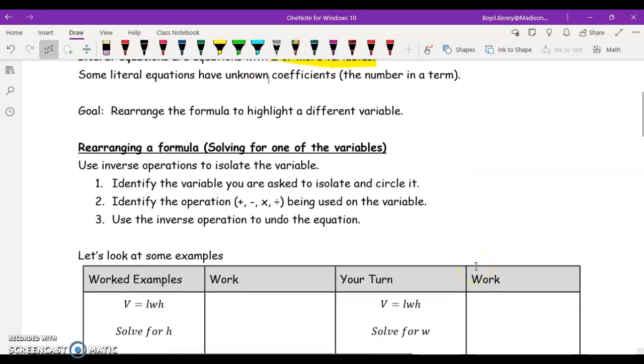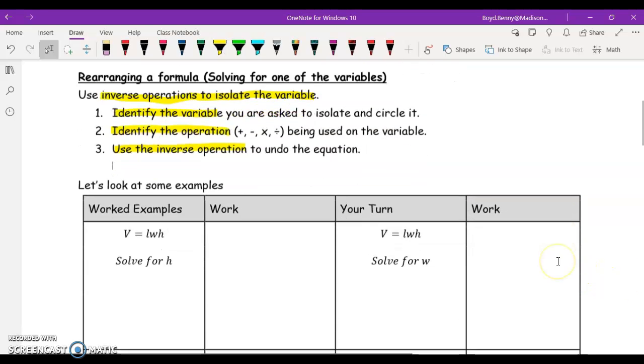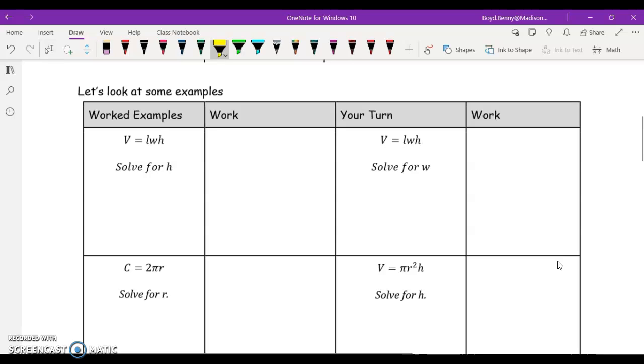So we're going to use the same strategies that we used with solving normal equations, if you can call them normal equations. We're going to use inverse operations to isolate the variable that we're told to isolate. And the way we do that is, first of all, identify that variable, identify the operation being used, and then we're going to use inverse operations to undo the operation. Okay, so let's jump right into our first example right here.